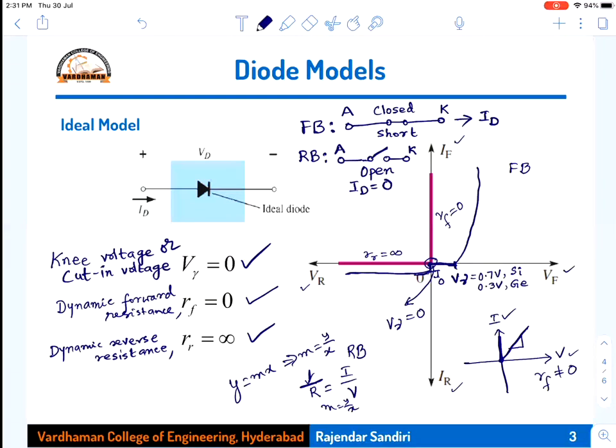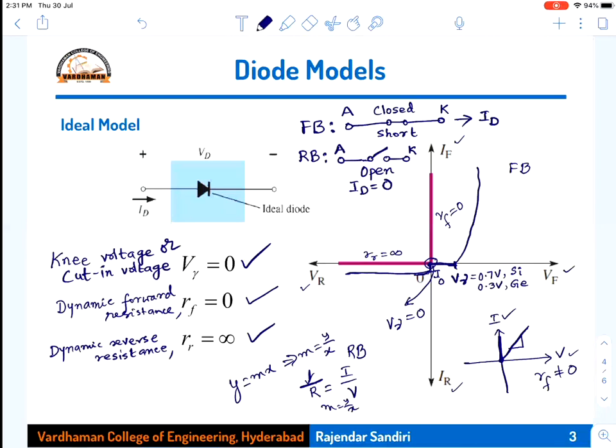So according to these three conditions, V gamma is equal to 0, RF is equal to 0, RR is equal to infinity, the graph has come like this, which is on the negative x-axis and positive y-axis, with V gamma equal to 0 at the origin. So that is the graph.